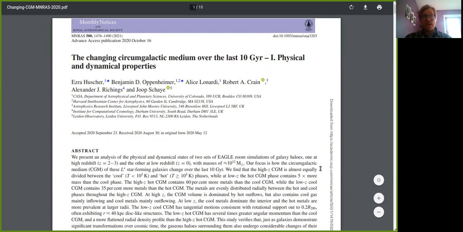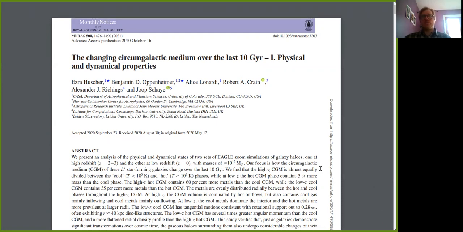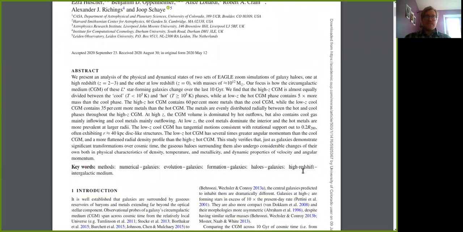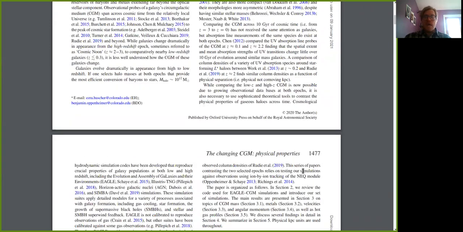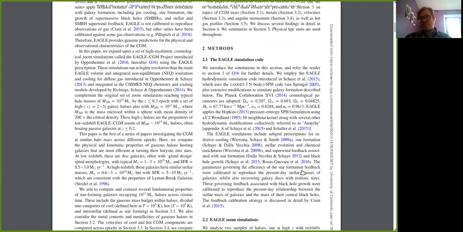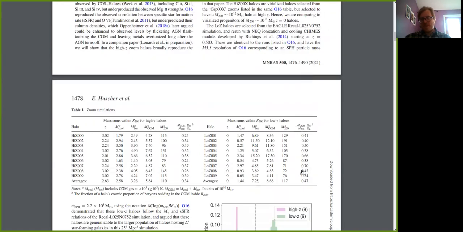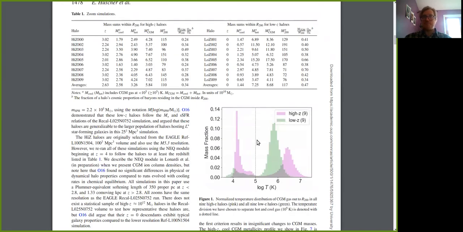So we looked at a set of high redshift, high resolution zooms from the hydrodynamic simulations of Eagle and compared them to a similar set of Eagle zooms at low redshift. High redshift here being z of 3 and low redshift being a z of 0. We also chose to divide the CGM gas into hot and cool phases at 10^5 Kelvin, as that ended up being the neatest division at both redshifts, as we show here in this plot.